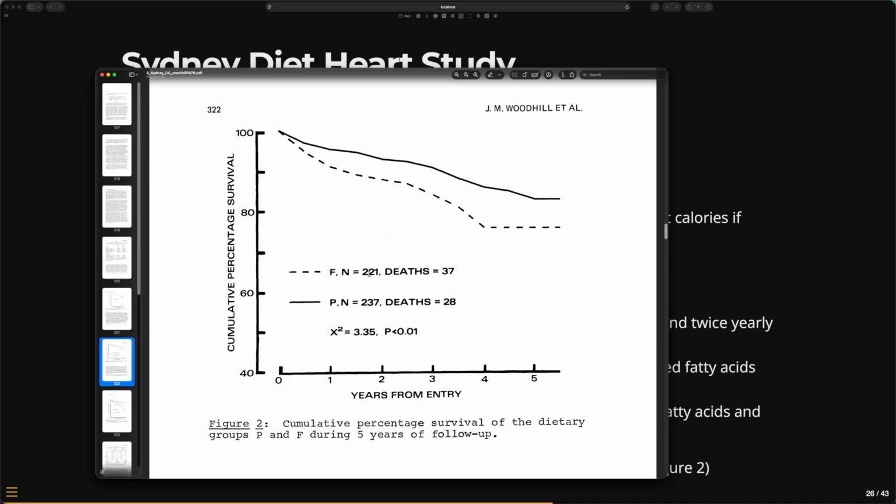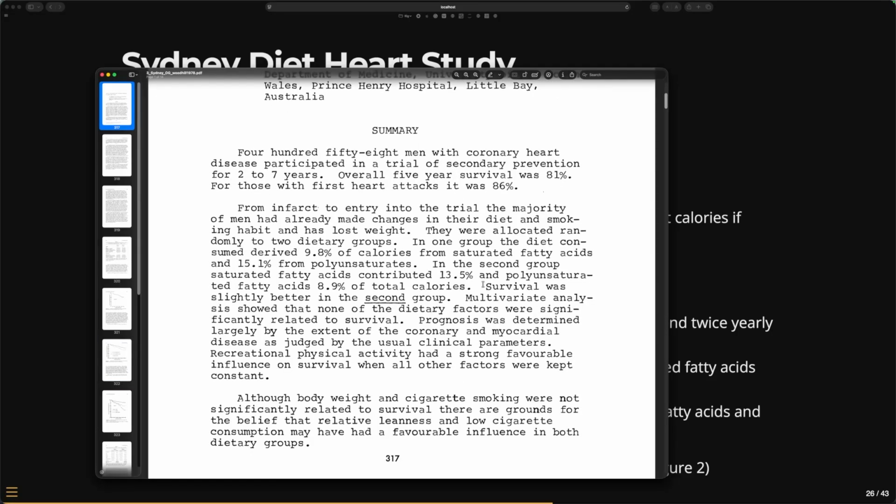So we only started out with 221 people in the intervention group and 237 in the control group. So the numbers are smaller. But proportionally... No, yes, but you can see a difference here, for sure. They did say that survival was slightly better in the second group, but multivariate analysis showed that none of the dietary factors were significantly related to survival. I mean, the result is similar to the previous one where it looked a bit worse for the treatment group.